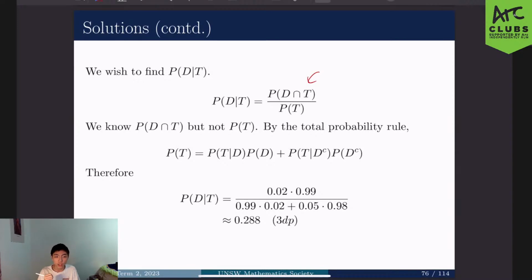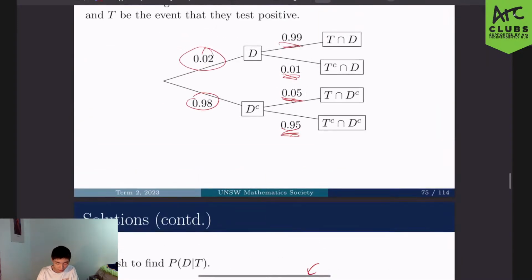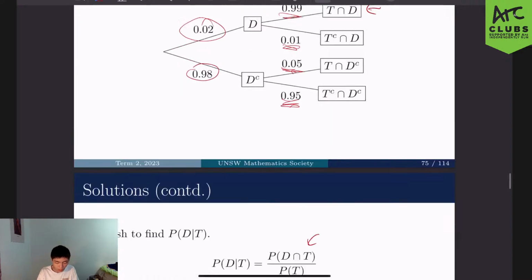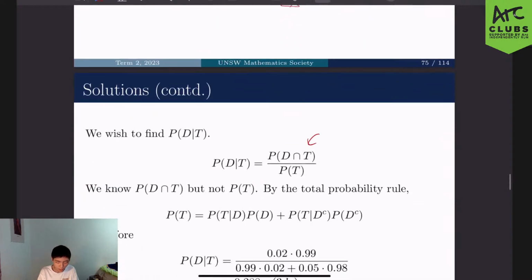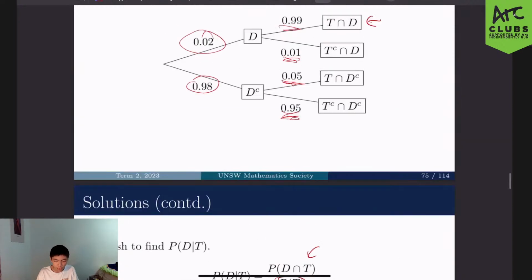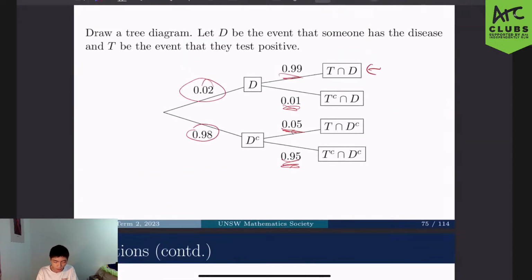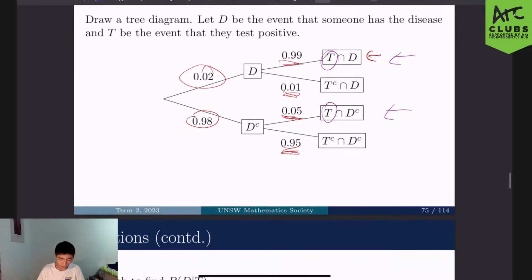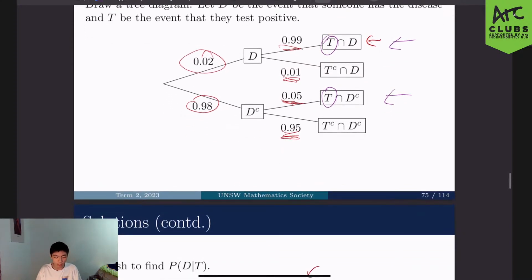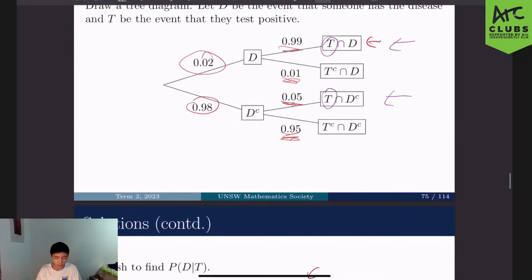So we know what the probability of D and T is from our table over here, but we do not know what P of T equals to. Note that we are able to generate that by looking at all of the cases where they end up with T, so these two. So if we add up the sum of these two branches, then we are able to figure out the probability that they test positive, regardless of whether or not they have the disease or not.